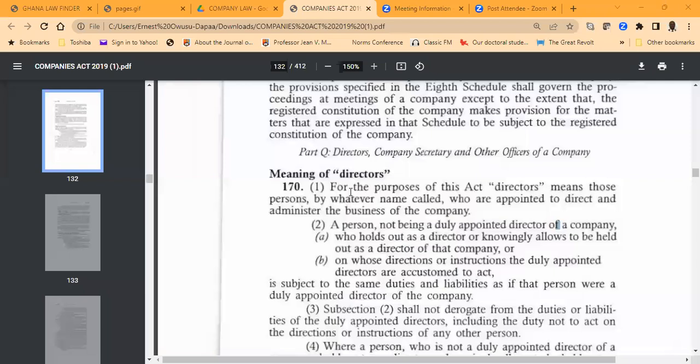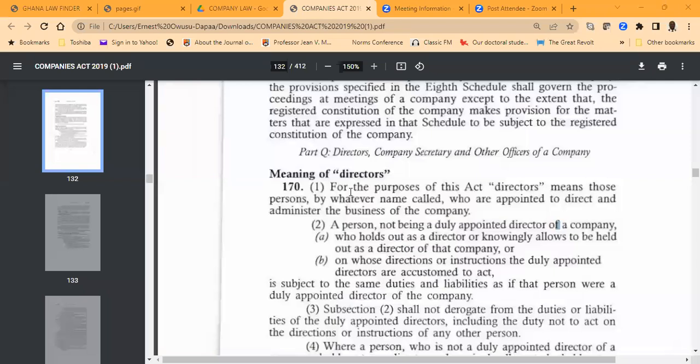And it is headed definitions, right? Definitions. That is to say that if you want to understand any concept, go to the first schedule first to find out if that concept or that word has been explained or defined there. If it has been defined there, it is a definition provided there, which will be the necessary definition for understanding that particular concept or word within the context of our Companies Act 2019, Act 992.